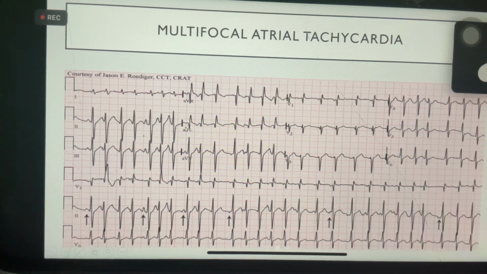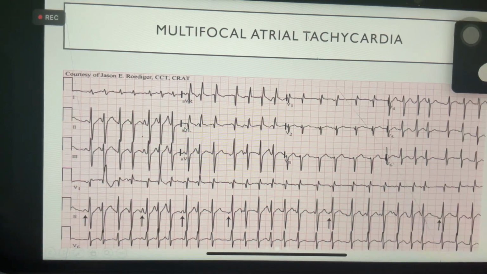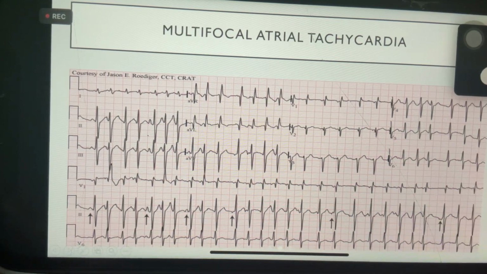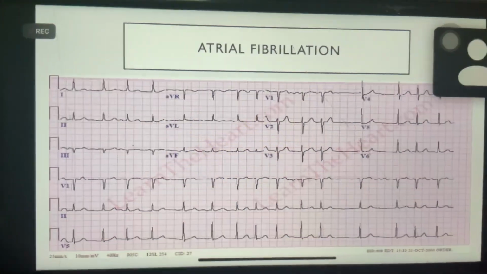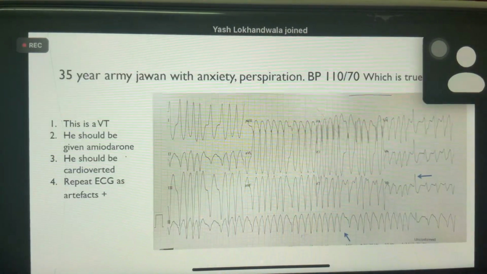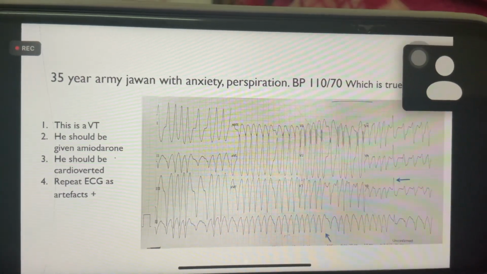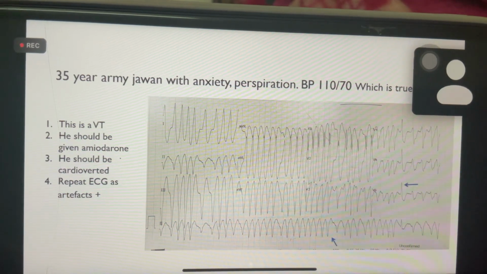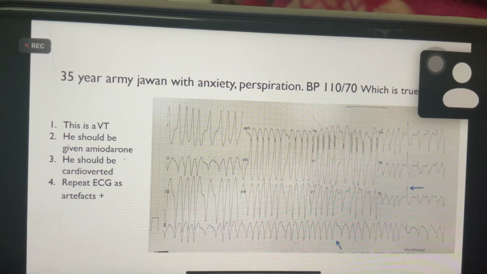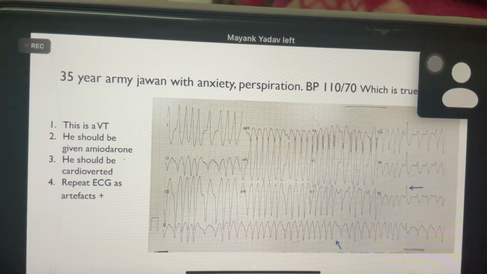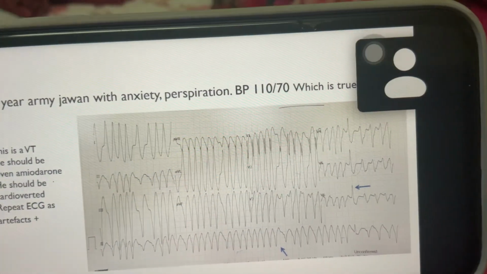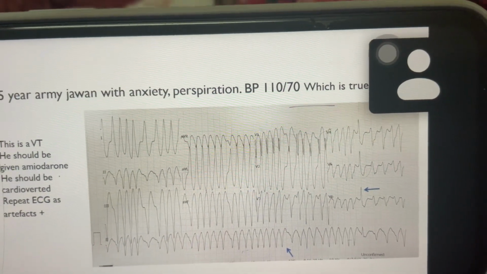In atrial fibrillation, you can't basically appreciate the P wave at all. It's a common phenomenon which we see. Now, this is an important thing. Final ECG: this is an ECG which is very, very common, and since we were talking about supraventricular, I just wanted to keep this. A 35-year-old army jawan with anxiety, perspiration, and a fast, broad, irregular tachycardia. It's fast, broad, irregular. Every beat, the axis and the morphology is changing. So what is to be done in this case? This is a fast, broad, irregular tachycardia. I've shown you this previously also.